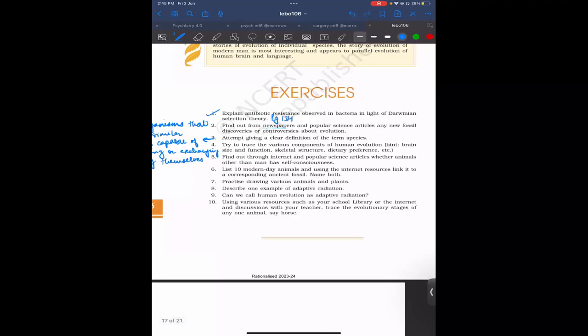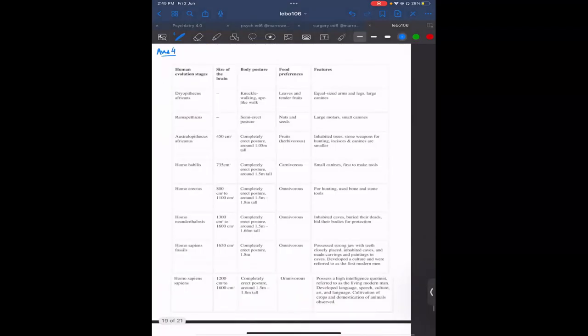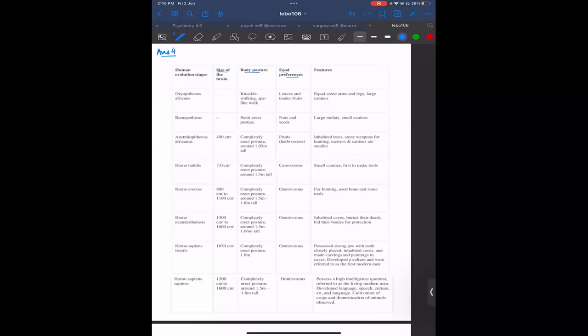Now try to trace the various components of human evolution. The answer to this question will be, these are the various aspects of human evolution: the size of brain, body posture, food preferences, and features. So as we discussed in the chapter, there was Dryopithecus, Ramapithecus, Australopithecus, Homo habilis, Homo erectus, Homo neanderthalensis, and Homo sapiens fossils. Presently, we are Homo sapiens sapiens. So this is the size of the brain, and this is the body posture, food preferences, and features. You can refer to this table and the text given in the NCERT.